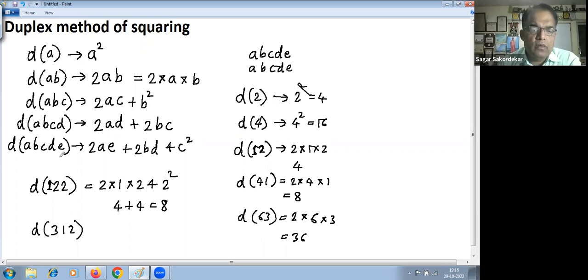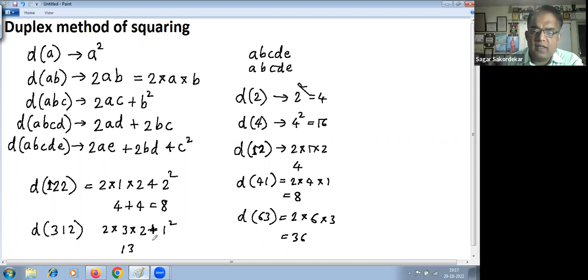See here, no? We have already done an example here. 2AC is the first digit and third digit, and then the middle digit square. So 2 into 3 into 2, that is 2AC, plus B, the middle digit, 1 square. It is plus. So 2 into 3 is 6, 6 into 2 is 12, 12 plus 1 square is 1, 13 is the answer.